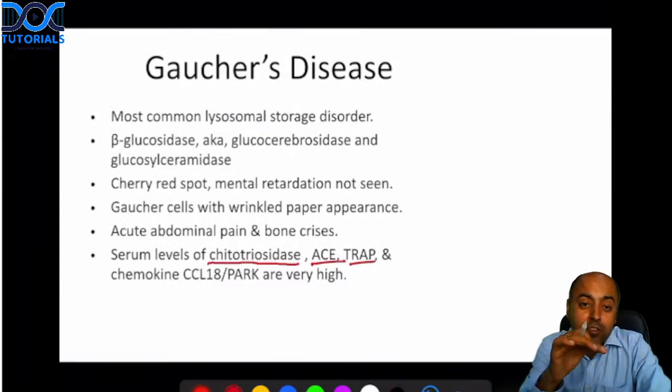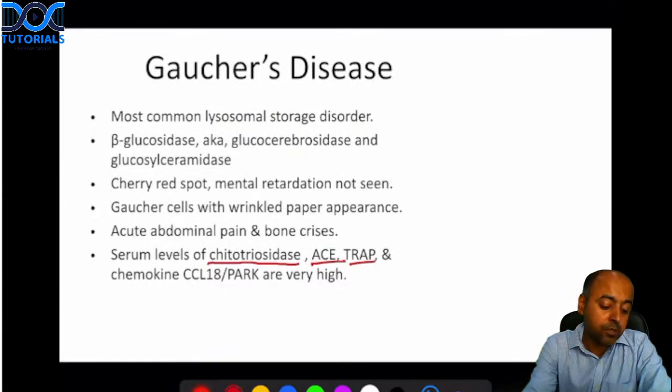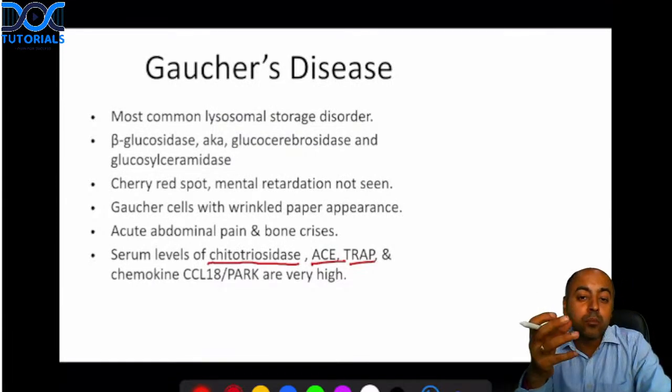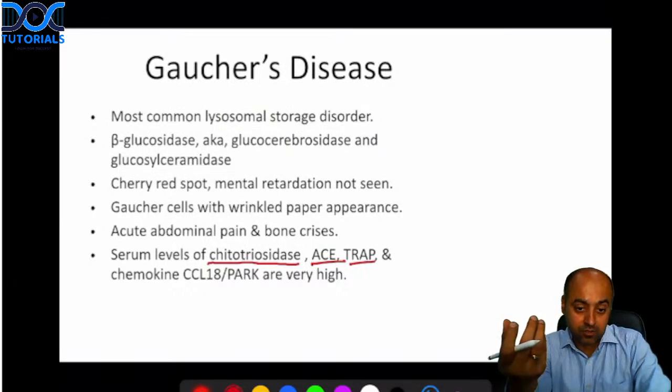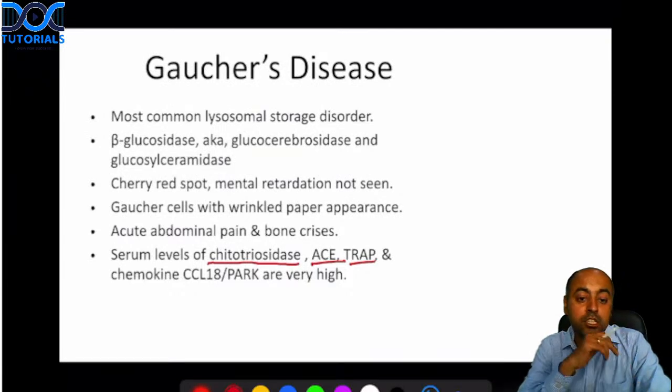Please note, all of these will give you the presumptive diagnosis. The confirmatory diagnosis will come from the genetic analysis. Confirmatory diagnosis will always come from the genetic analysis.